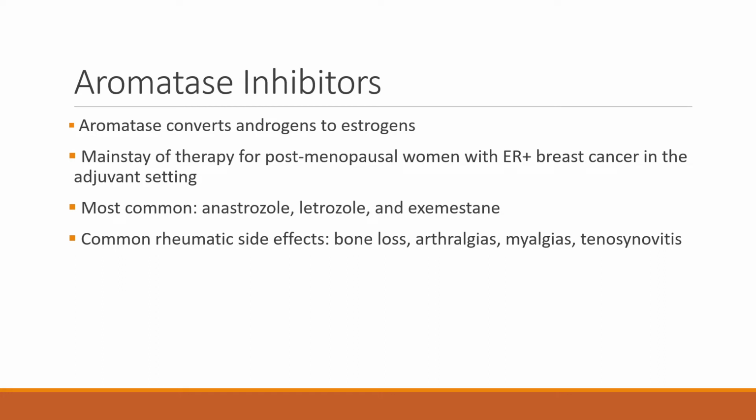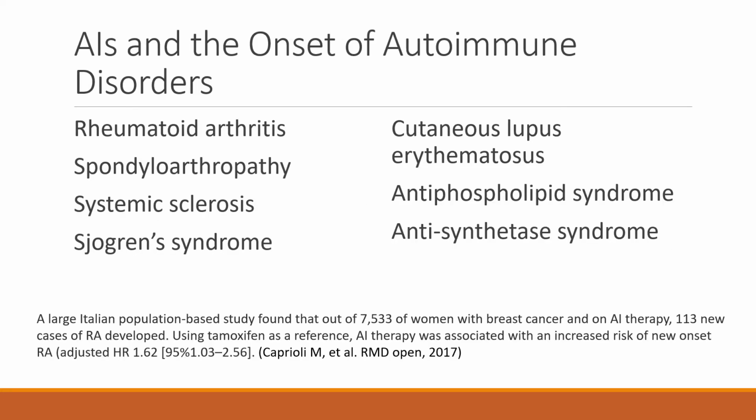Everyone knows about the common rheumatic side effects of aromatase inhibitors being bone loss leading to osteoporosis, arthralgias, and myalgias. More recently, aromatase inhibitors have been associated with the onset of autoimmune disorders. The strongest evidence exists for rheumatoid arthritis, but there are also case studies out there where aromatase inhibitors have been associated with the onset of spondyloarthropathies, systemic sclerosis, Sjogren's syndrome, cutaneous lupus, antiphospholipid syndrome, and antisynthetase syndrome.